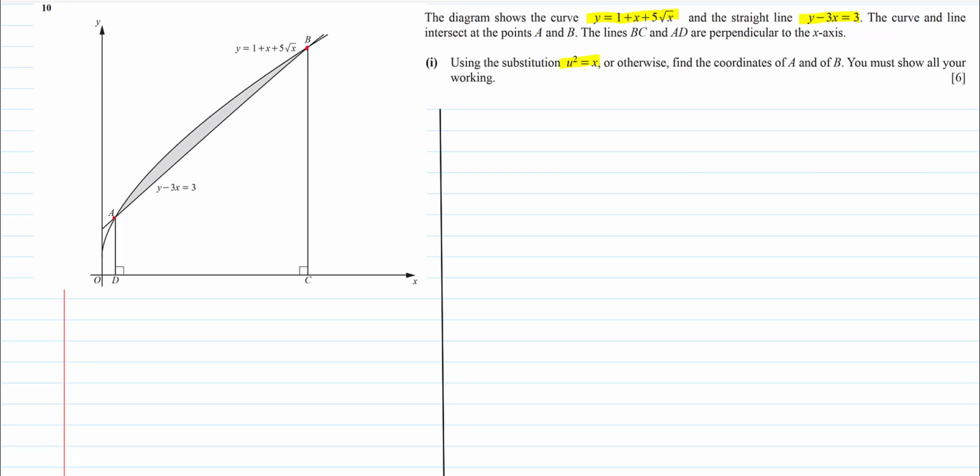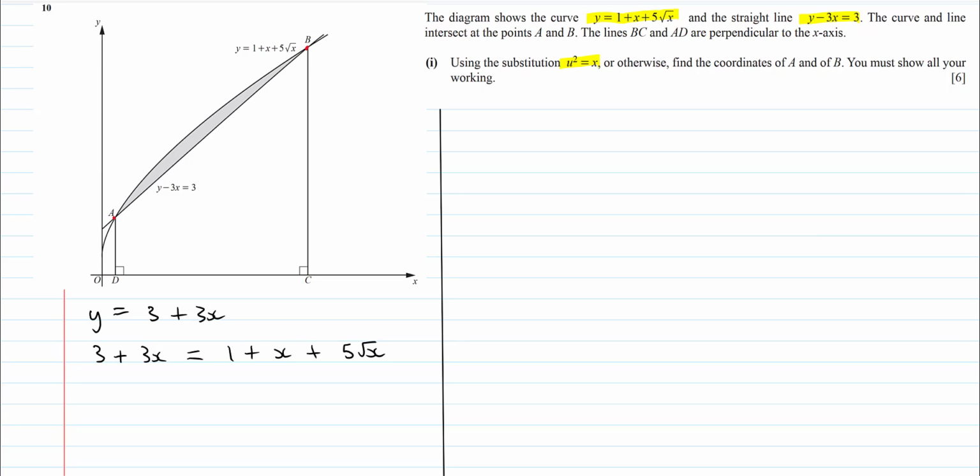A and B. So firstly, we'll write that equation of the straight line y minus 3x equals 3 as y is equal to 3 plus 3x. And now we can set that 3 plus 3x equal to 1 plus x plus 5 times root x. So we'll write that down. So we're going to get 3 plus 3x is equal to 1 plus x plus 5 times root x.